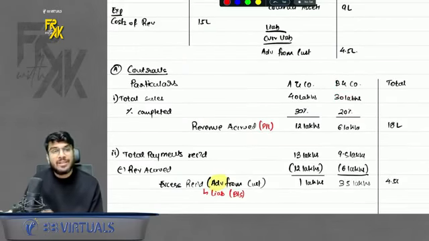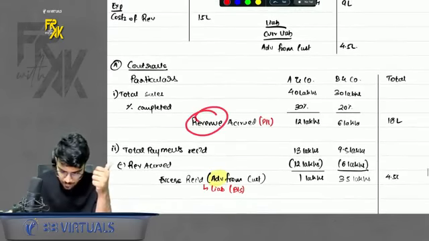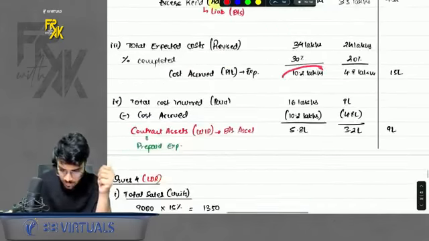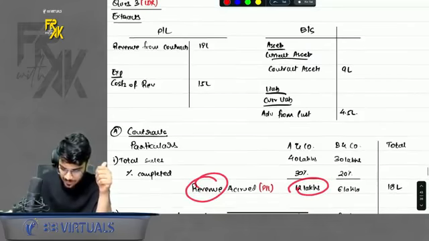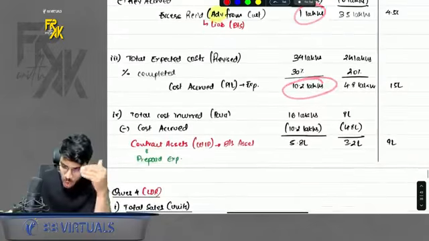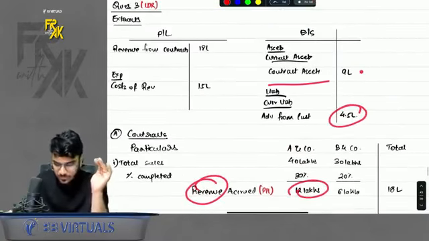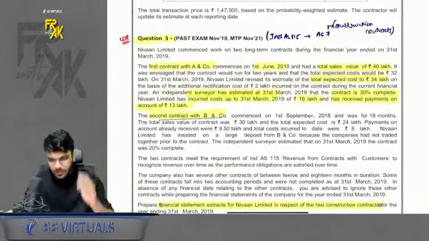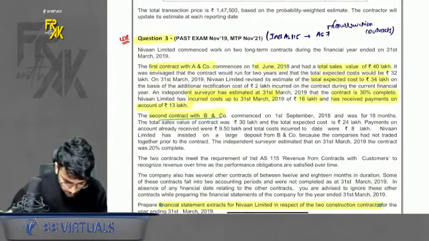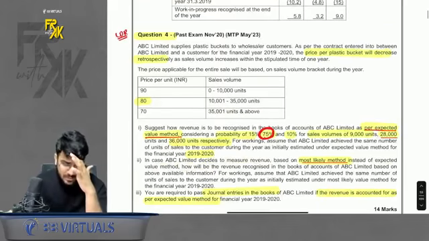So they want us to give the extract. So what will be the extract? 2 items will come in P&L. One is the revenue accrued and one is the cost accrued. And 2 items will come in balance sheet. One is the excess money which you received like an advance, and one is the excess cost which you paid in advance like a prepaid expense. We call it contract assets. This much. That's it. This was question number 3. A very simple and a very good question. Okay, let's proceed further. Now we have question number 4. Again, a very good question. Please have a look here.